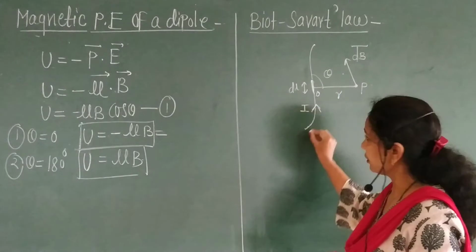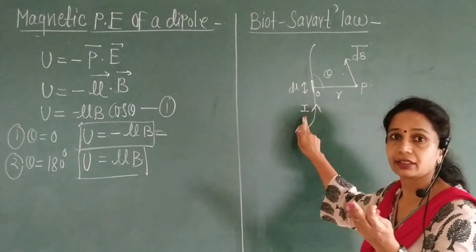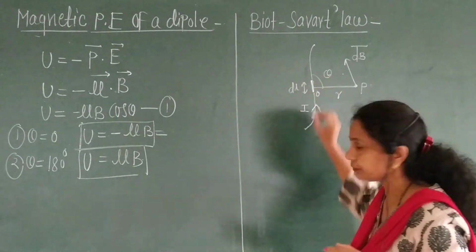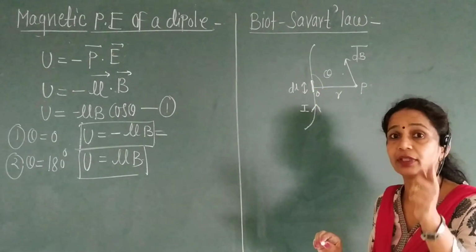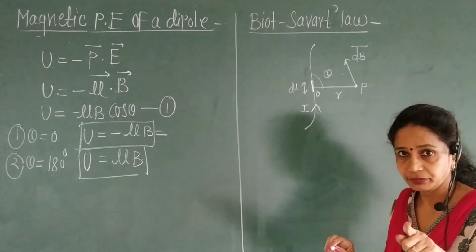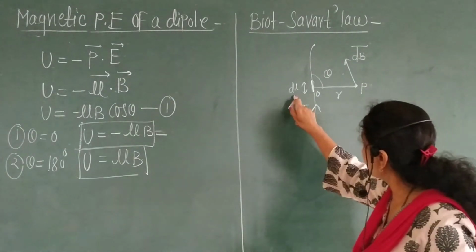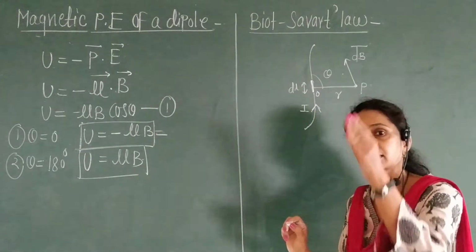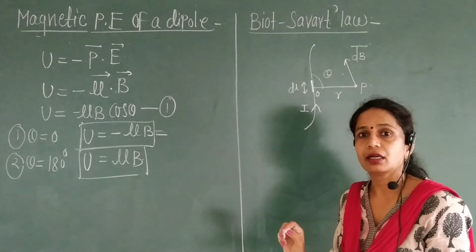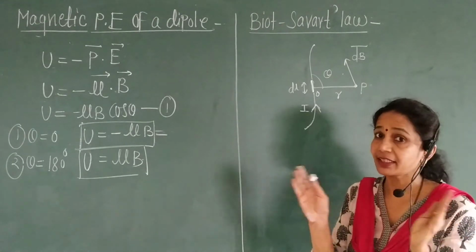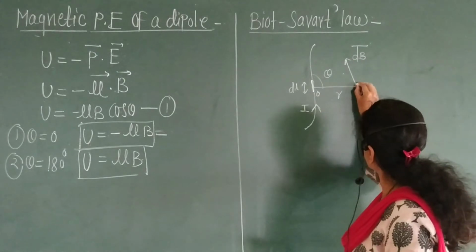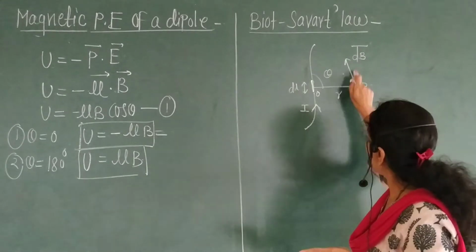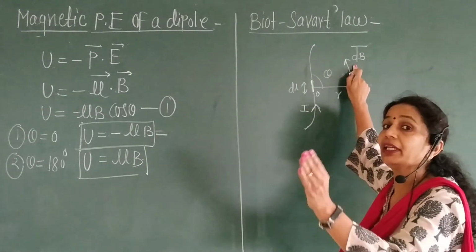This is the conductor carrying current I. Then we consider a small part of that wire, called an element, whose length is dl. According to the scientist Oersted, as there is a current carrying conductor, around it there is a magnetic field. Therefore we consider a point P, and the magnetic field at point P is the dB vector.